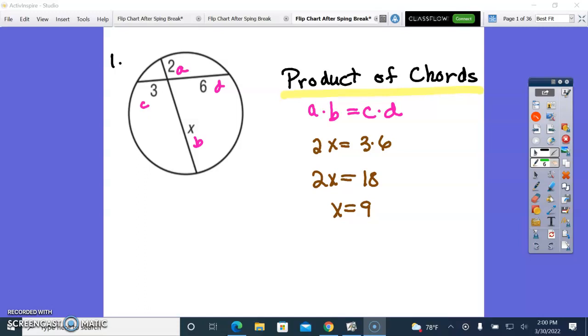Hi, this is Mrs. Merrill, and I wanted to talk about the new law with you today, dealing with our new section, the last section that is covered on our test this Friday.